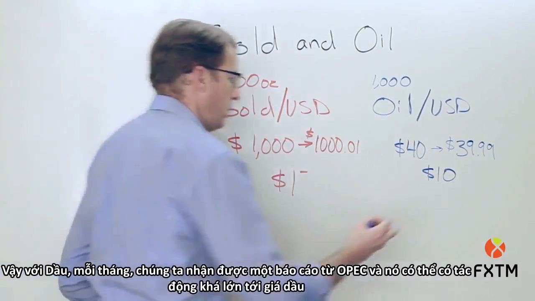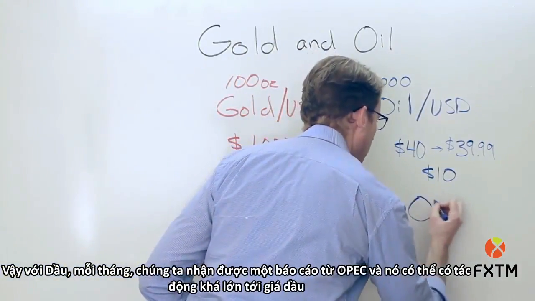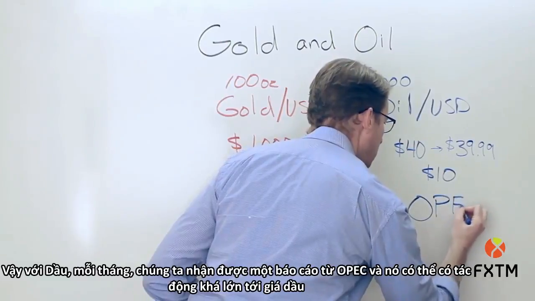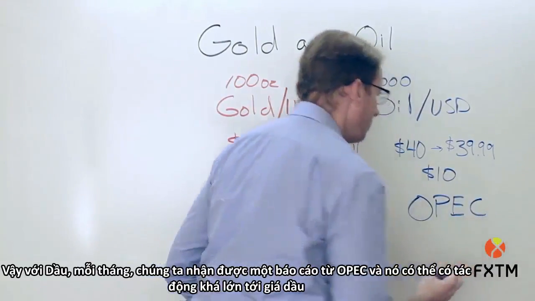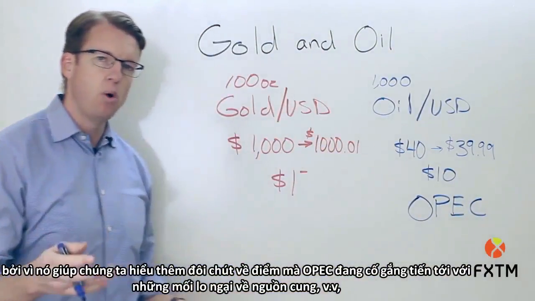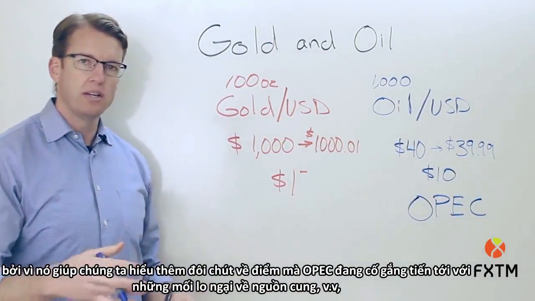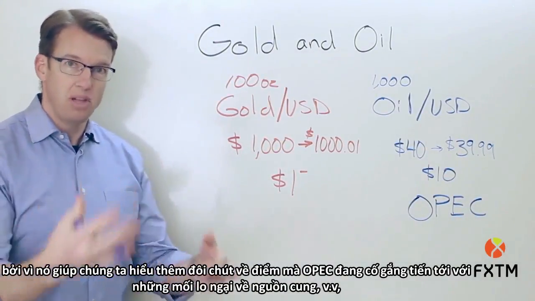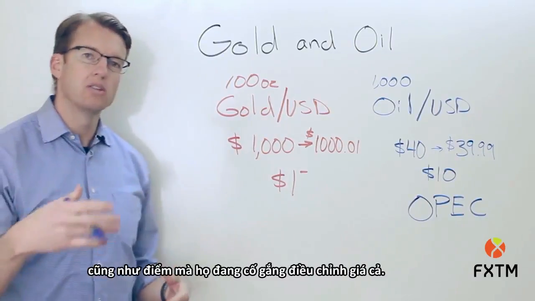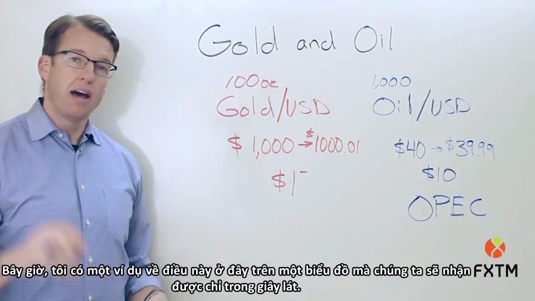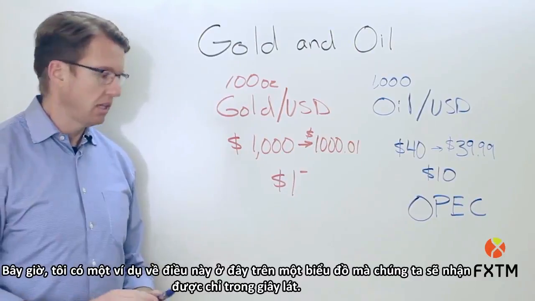So with oil, every month we do get a statement from OPEC, and it can have a fairly significant impact on the price of oil because it helps us to understand a little bit more about where OPEC is trying to head with supply concerns and so forth. So where are they trying to steer the price?